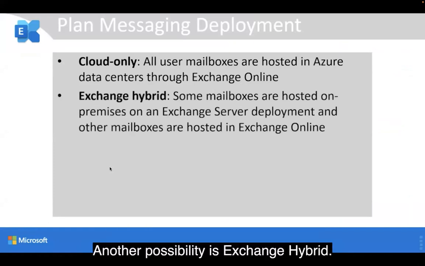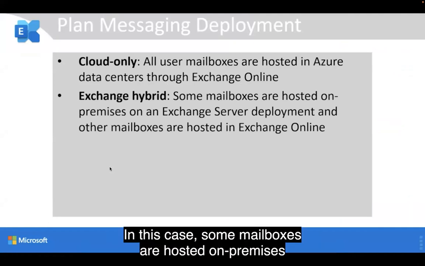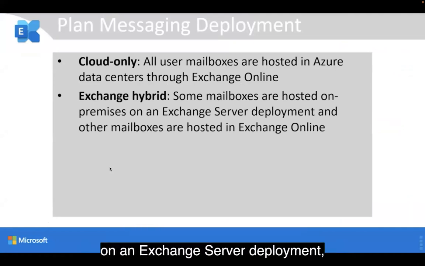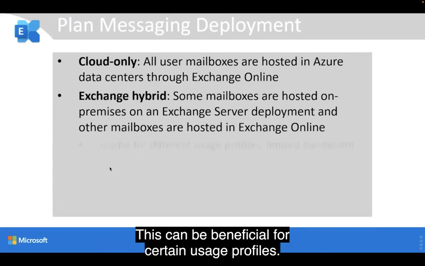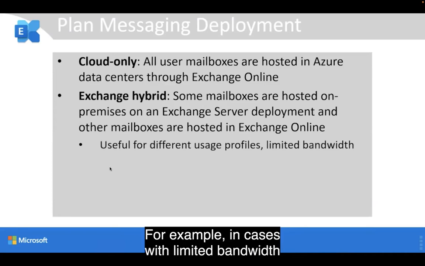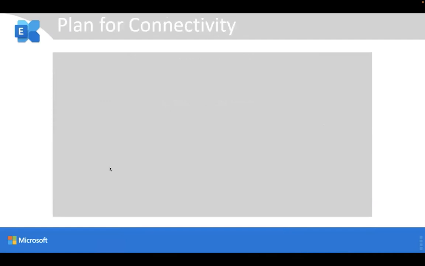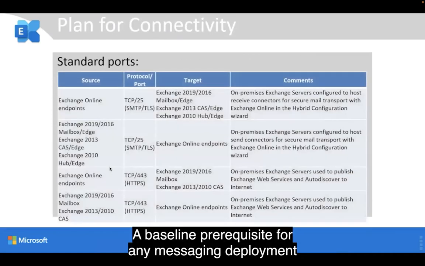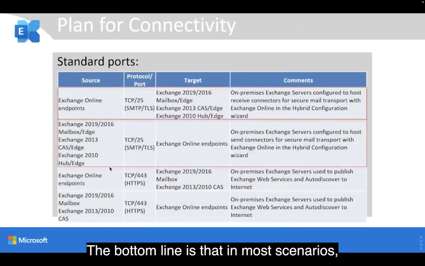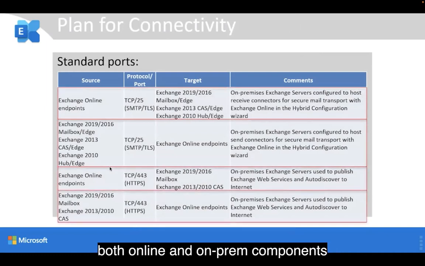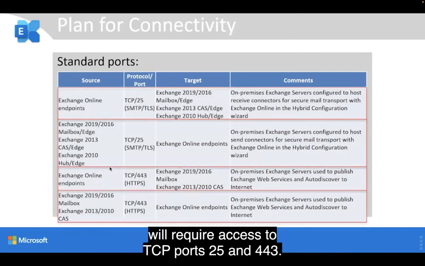Another possibility is Exchange Hybrid. In this case, some mailboxes are hosted on premises on an Exchange server deployment, while other mailboxes are hosted in Exchange Online. This can be beneficial for certain usage profiles, for example, in cases with limited bandwidth or sporadic connectivity. A baseline prerequisite for any messaging deployment is to verify network connectivity, which includes ensuring that the correct ports are open on your firewalls. The bottom line is that in most scenarios, both online and on-prem components will require access to TCP ports 25 and 443.